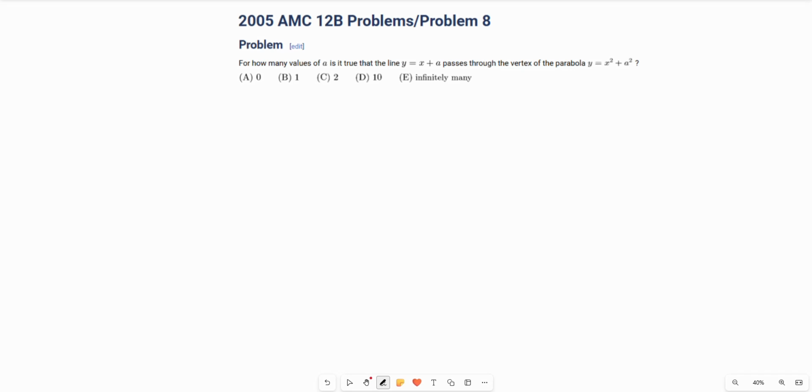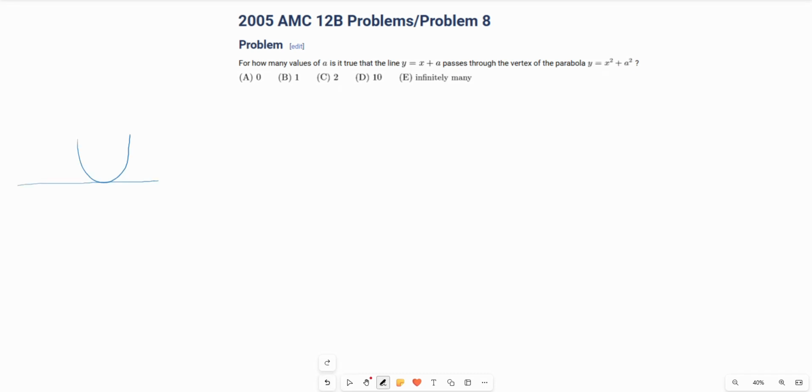For how many values of a is it true that the line y equals x plus a passes through the vertex of the parabola y equals x squared plus a squared? And the options are 0, 1, 2, 10, or infinitely many.